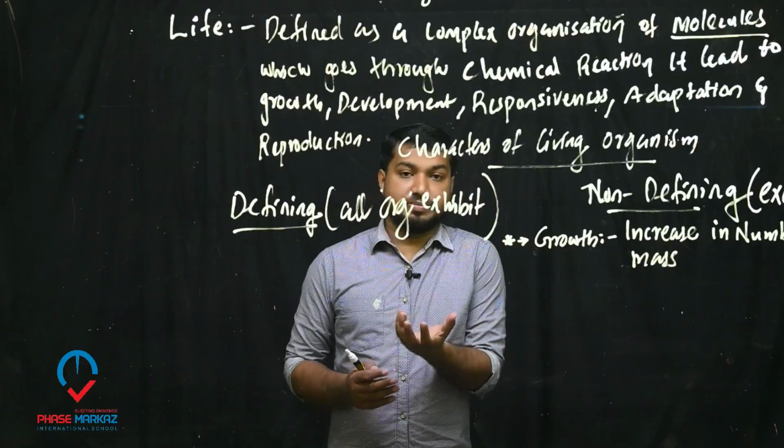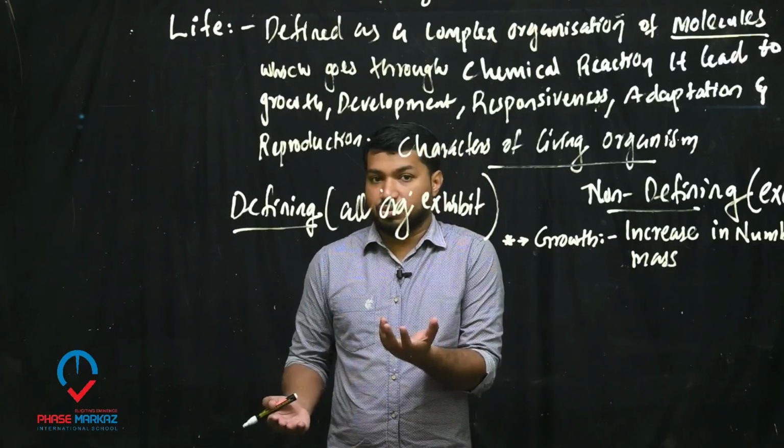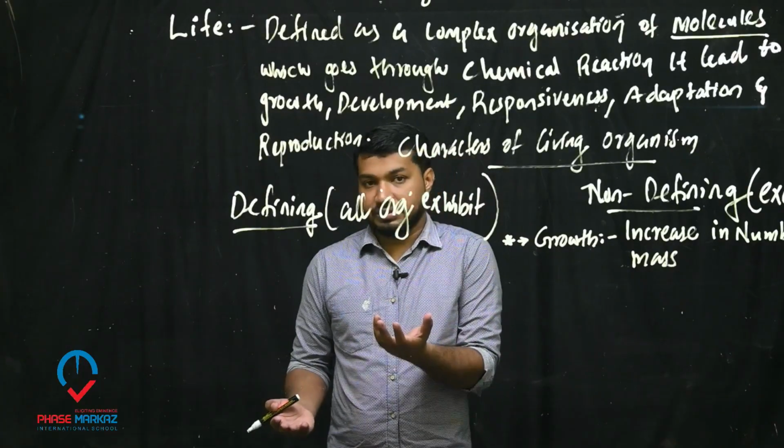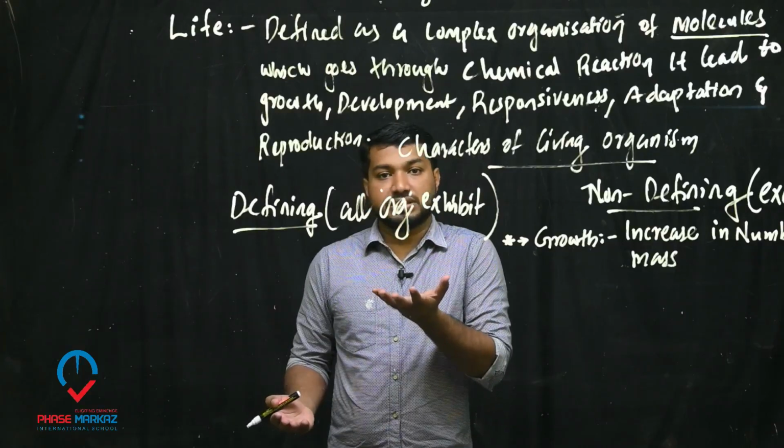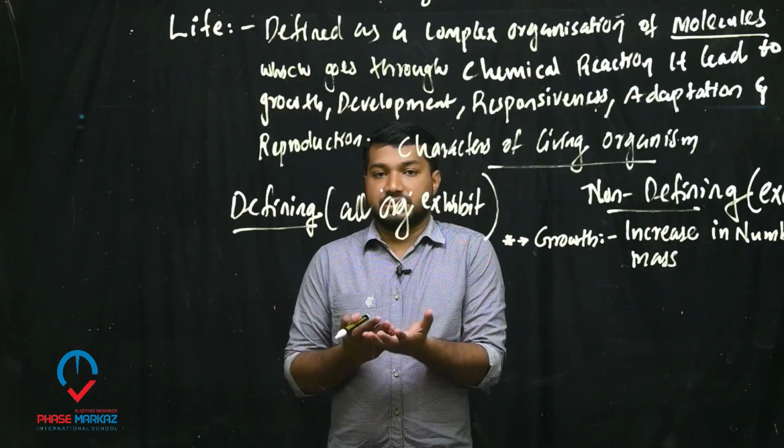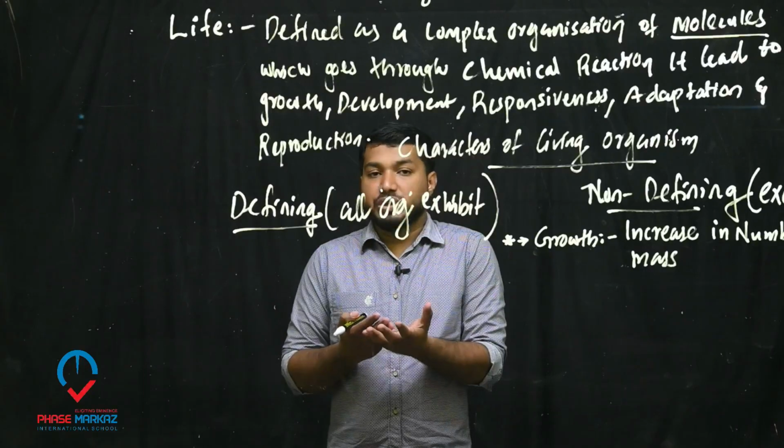Our mass at the age of 2 years old is different, and when we reach 15 or 16, the mass will be different, right? So we are growing.